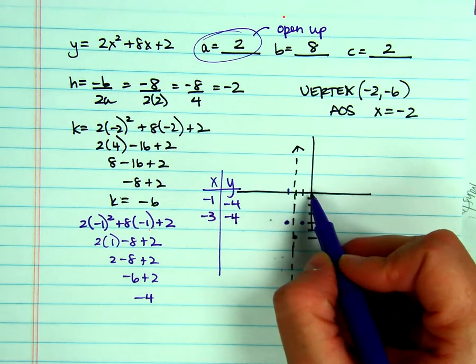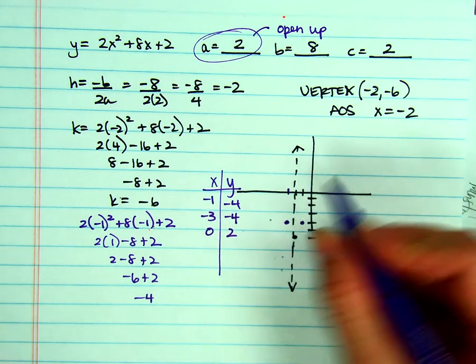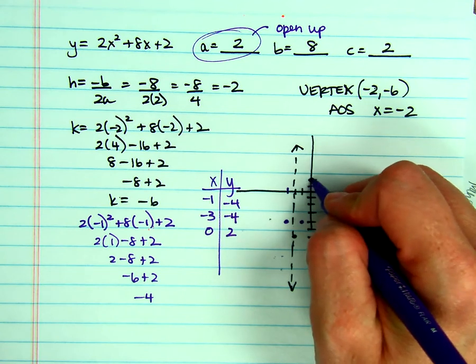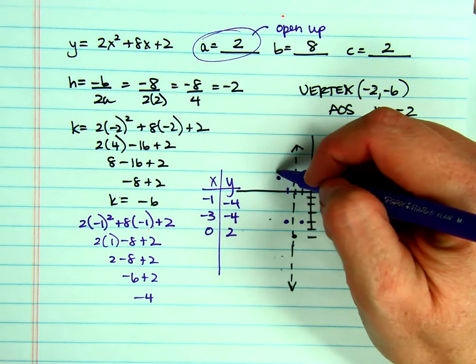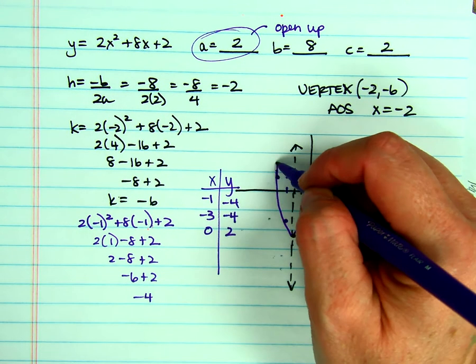Take one more step off. I'm going to plug in a 0. It's going to be a 2. Again, I can mirror it. So this is going to be my parabola.